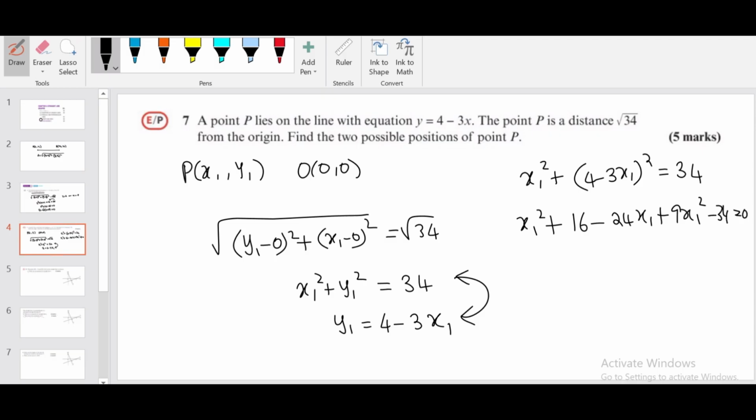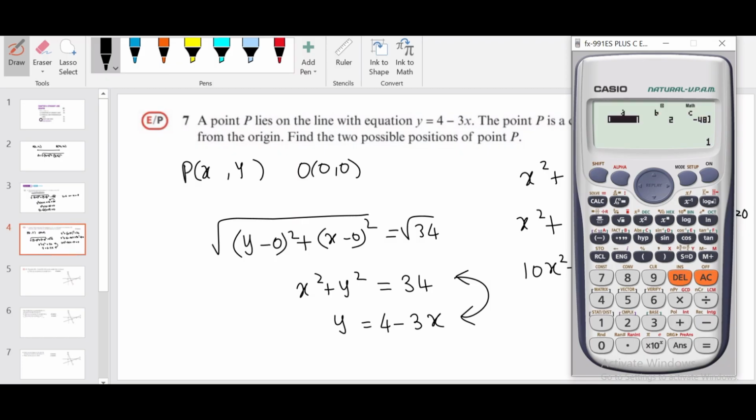If the x1 bothers you, you can just keep it as x and y actually. You don't need to put x1, y1. You can just keep it as x and y also. It's the same thing. So you'll get 10x square minus 24x minus 18 is equal to 0. I'm going to straight away use my calculator to solve it. 10, minus 24, minus 18.